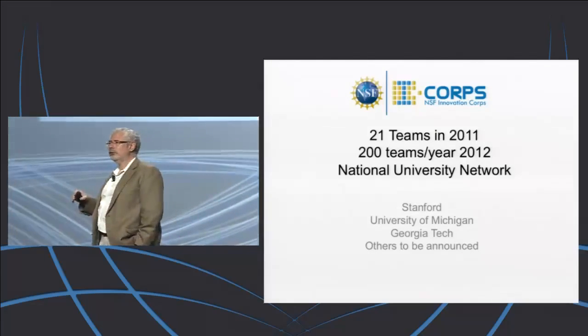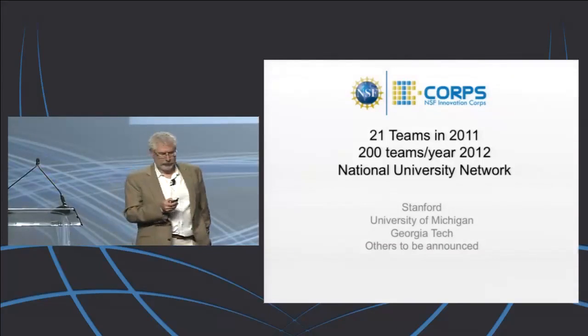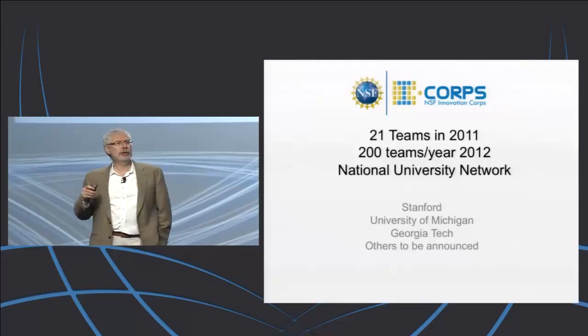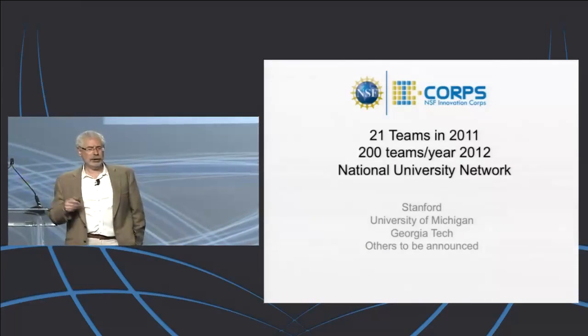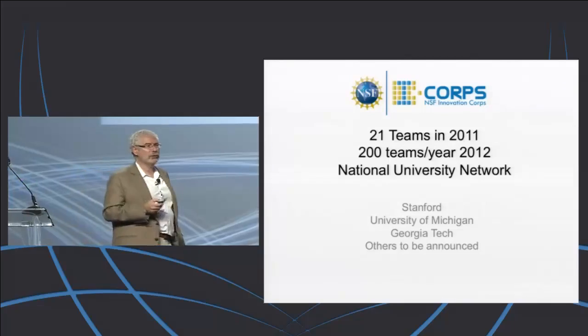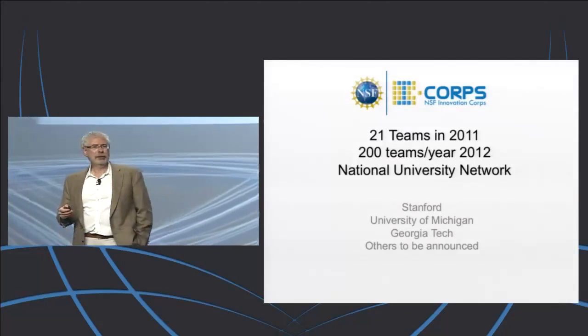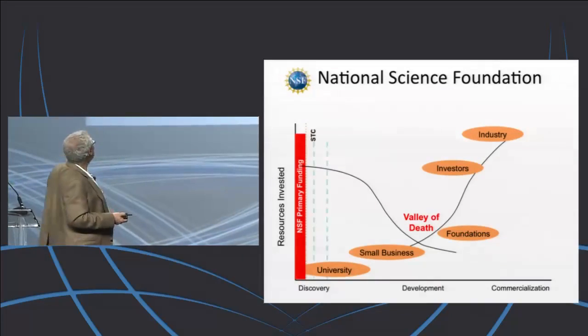By the end of 2012, they're going to be running at a rate of 200 teams a year. They're putting together a national university network of educators to teach this process called the Lean Launchpad. First it was taught at Stanford. In July it's going to be taught at University of Michigan and Georgia Tech as well. And other universities are going to be added to this list. As you know, the NSF funds basic research all the way on the left.